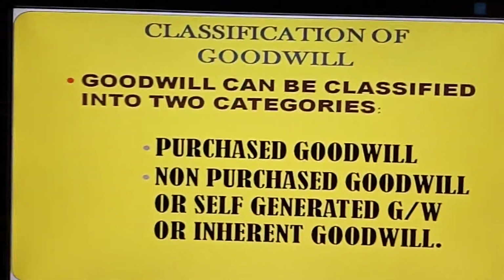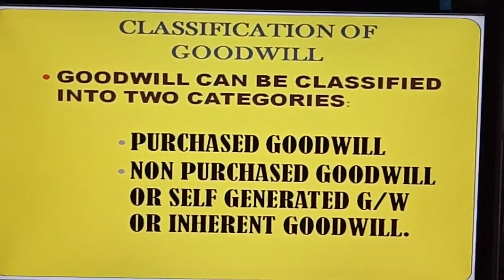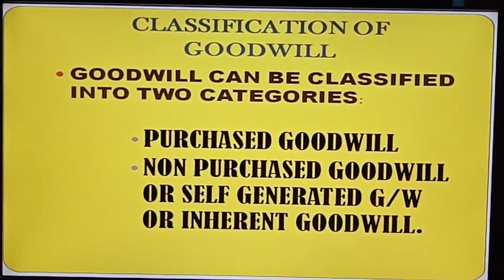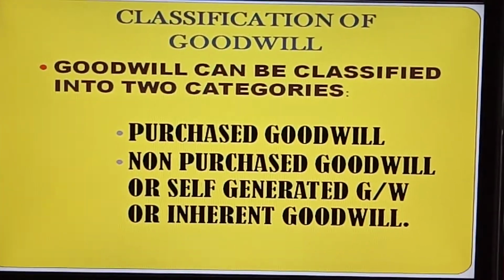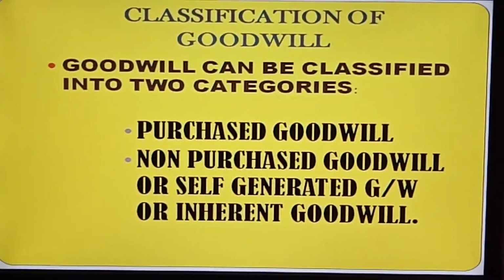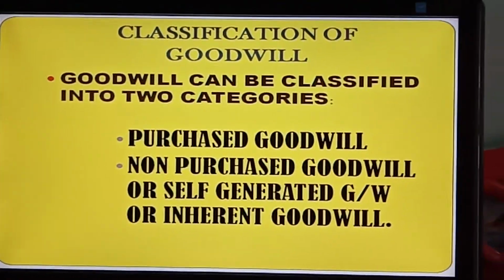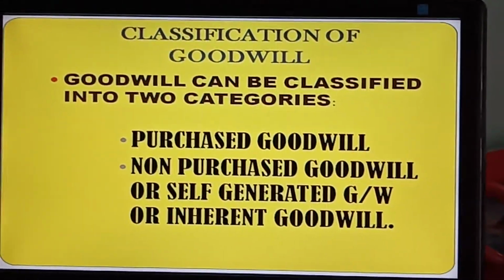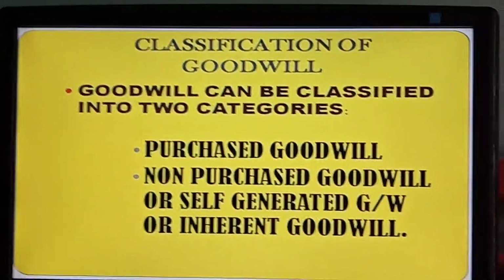Now we will be moving forward with the classification of goodwill. Goodwill broadly can be classified into two major categories: purchased goodwill and non-purchased goodwill. This can also be said as self-generated goodwill or inherent goodwill. Our first one is purchase goodwill. What is the meaning of purchase goodwill?